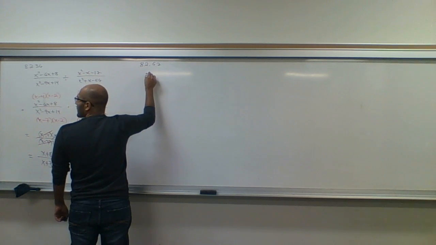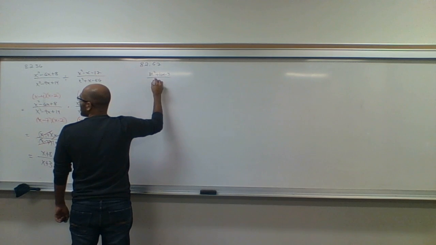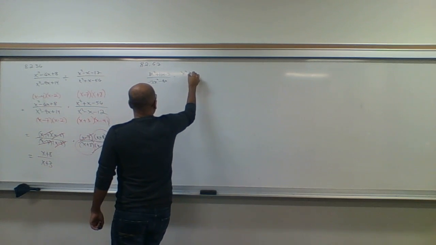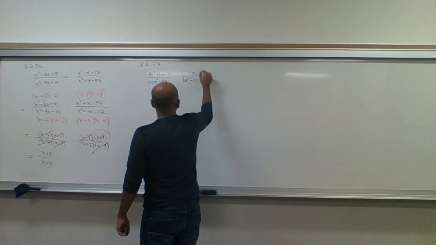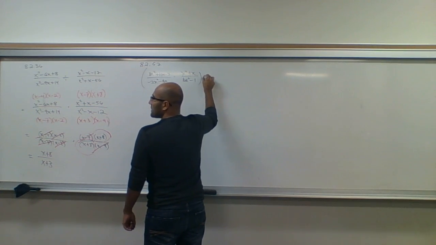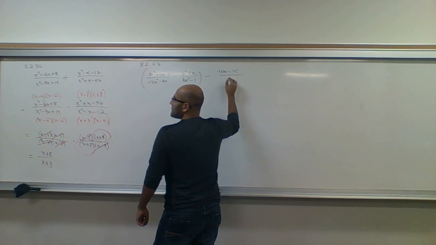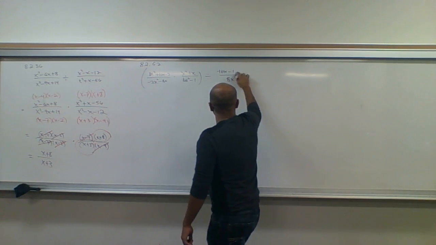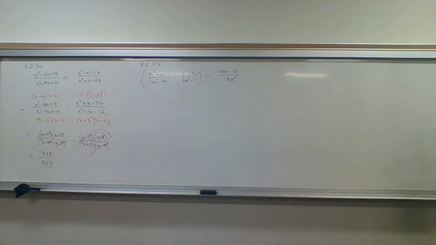8.2.62. We got ourselves 8x squared plus 10x minus 3 divided by minus 2x squared minus 8x times x squared plus x divided by 16x squared minus 1, parentheses, divided by negative 10x minus 15 divided by 8x to the power of 5. Ooh, ugly. Ugly looking at least. All right.